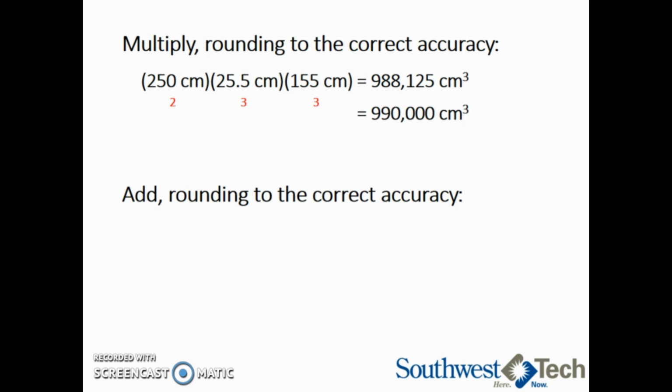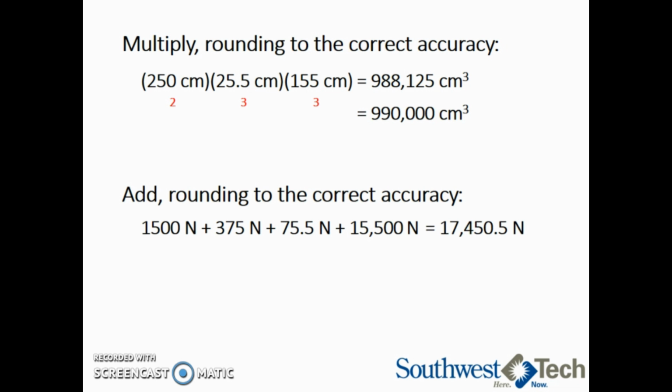Our next problem requires us to add 1,500 newtons plus 375 newtons plus 75.5 newtons plus 15,500 newtons. Adding, we get 17,450.5 newtons. However, now we need to round to the correct accuracy. In order to do that, we need to see which place value the last significant digit for each of these numbers is located. We will then need to round our answer to the least precise place value.